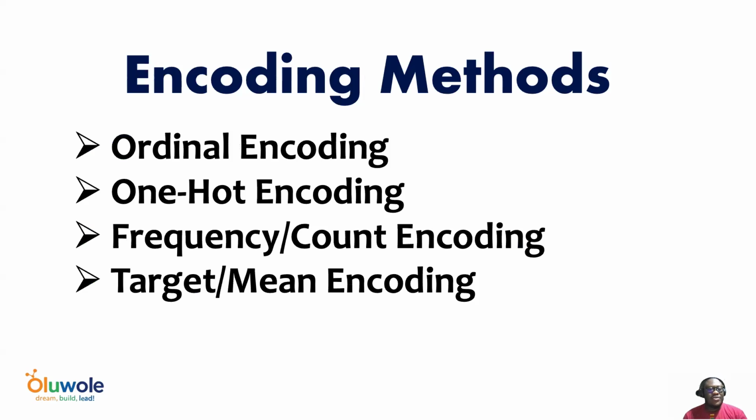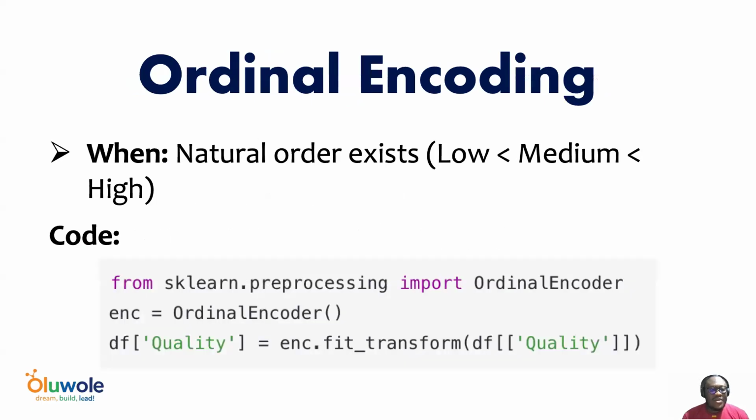All right. So the encoding methods I was talking about are your ordinal encoding, which is normal, your one-hot encoding, your frequency count encoding, and your target mean encoding. We're almost coming to the end of the class tonight. When you see ordinal, I say natural order that exists: your low, medium, and then high. So you can do that for quality.